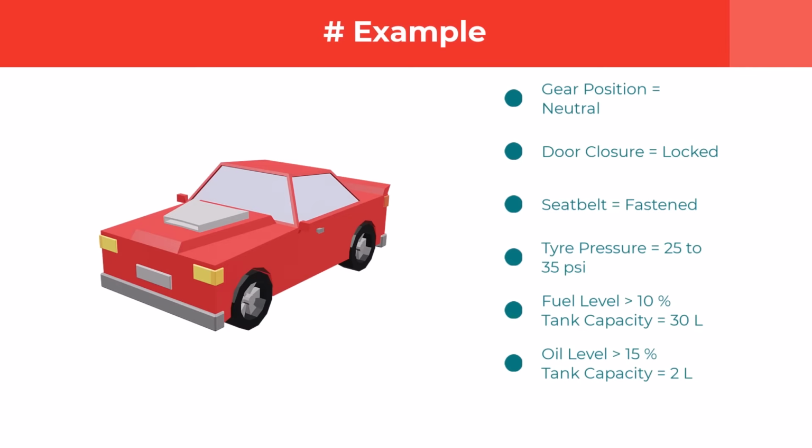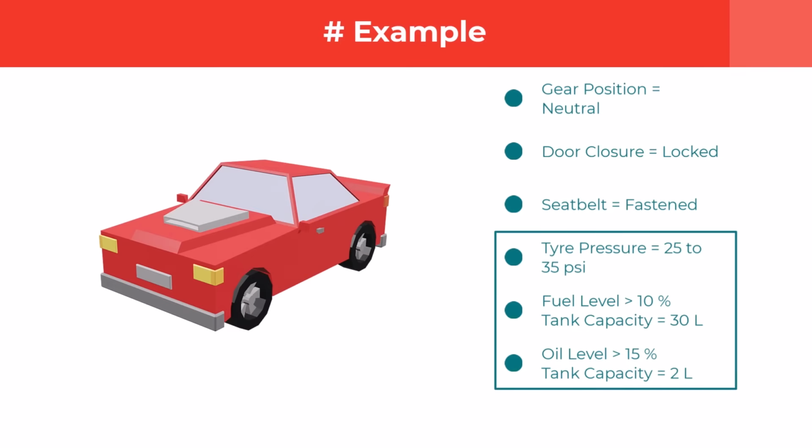Let's make the variables. If you look at the checkpoints, these 3 checkpoints have a value of either yes or no, which means that either the gear is in neutral position or not, either the seat belt is fastened or not, and the doors can be either closed or open. So these 3 checkpoints can have Boolean values, meaning either true or false.